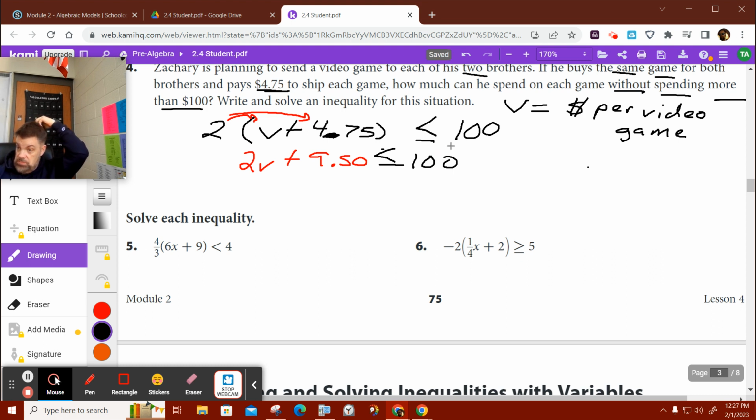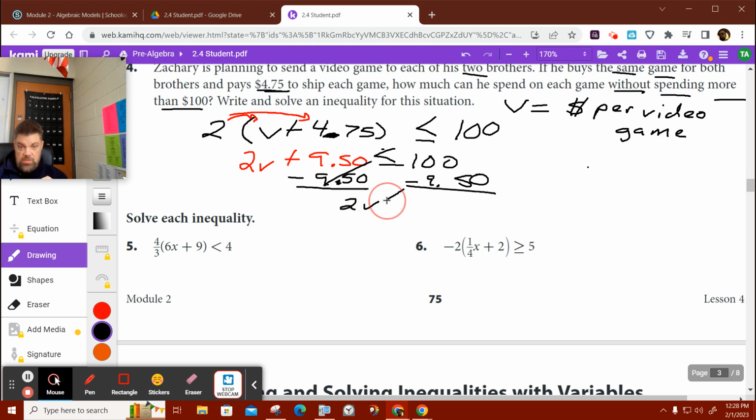Now, what do I do to get V by itself? Because that's how I figure out the price per video game. I need to move the 2, or the 9.50. Which one's easier to move? The 9.50 is. So I'm just going to subtract 9.50. That's the inverse of adding 9.50. Whatever I do on one side, I do to the other. Use your handy dandy calculator. These cancel, and I get 2V is less than or equal to, what's 100 minus 9.50?